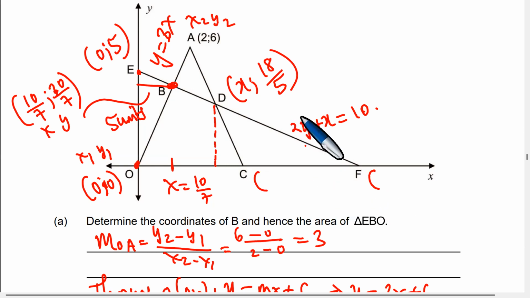If y is 0, you get the x-intercept. This is the equation of the line. If y is 0, this becomes 0, and you're left with x equals 10. So x equals 10 when y is 0. Okay, now we found the coordinates of F, but we need the coordinates of C. We want to find the area of this triangle. So we can say base by height, but what are the coordinates of C? What can help us to find the coordinates of C?